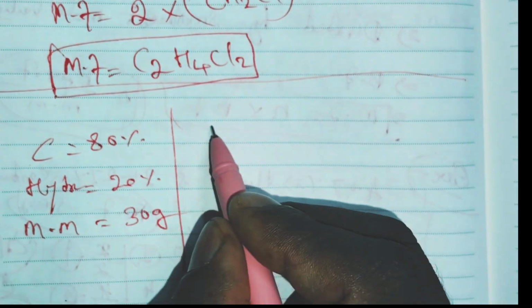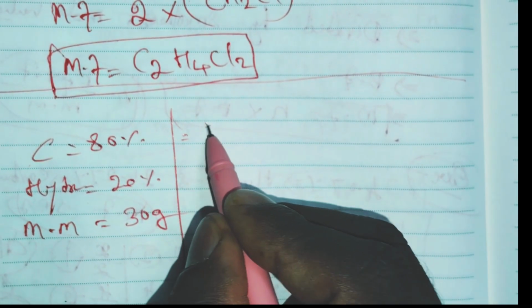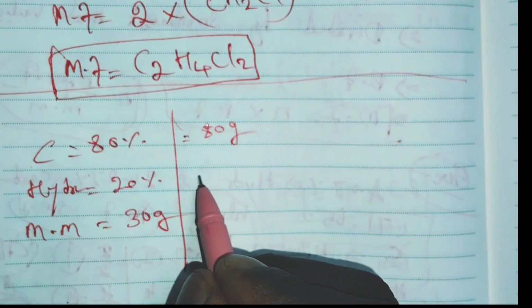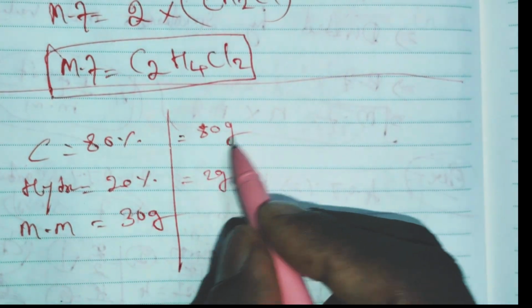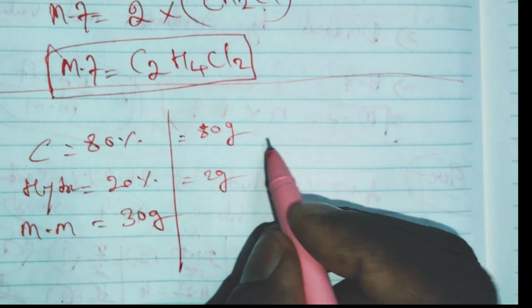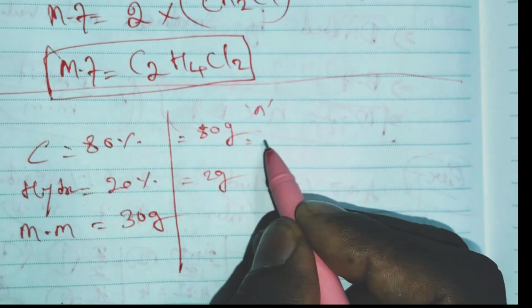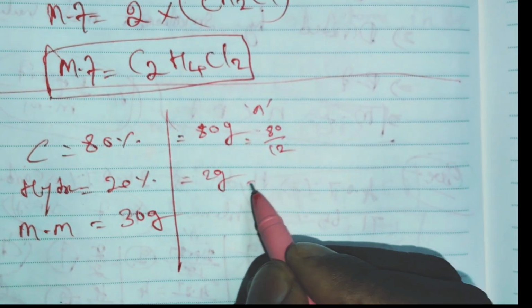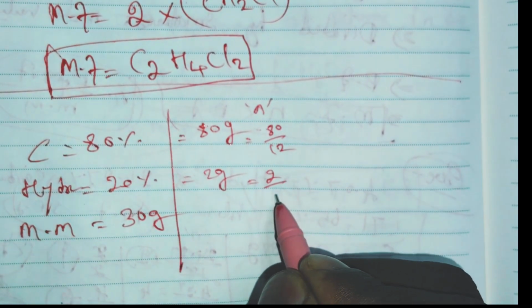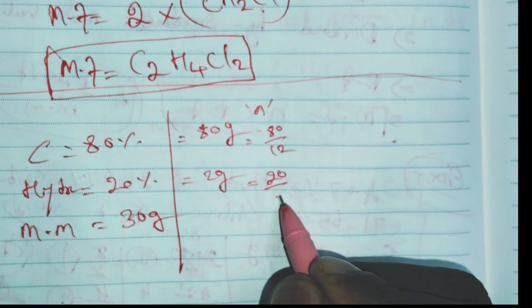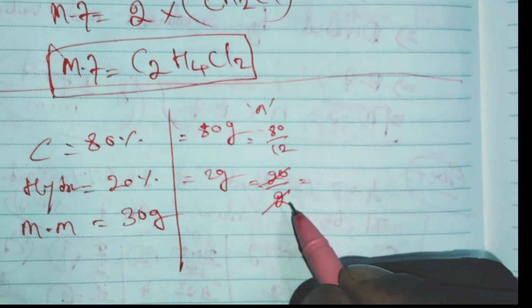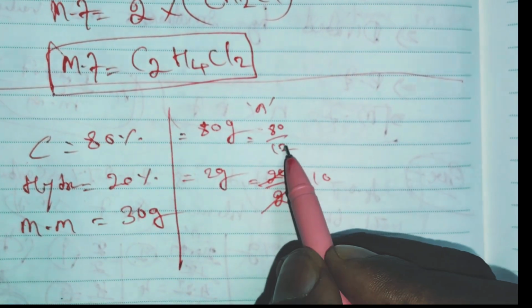Okay, next, for this given data, what is the molecular formula? Here carbon is 80 gram and hydrogen is 20 gram. From that data we can find the mole. Here the mole is 80 divided by 12, and for hydrogen 20 divided by 1.